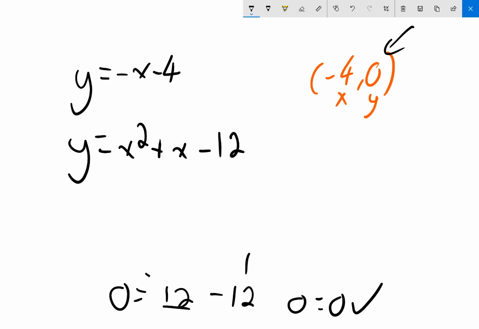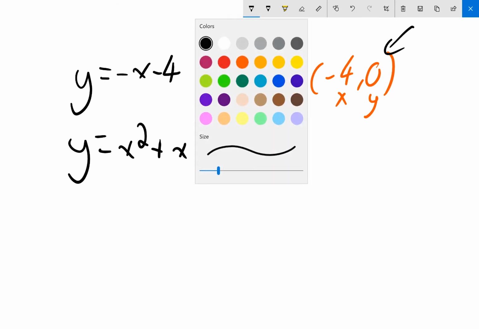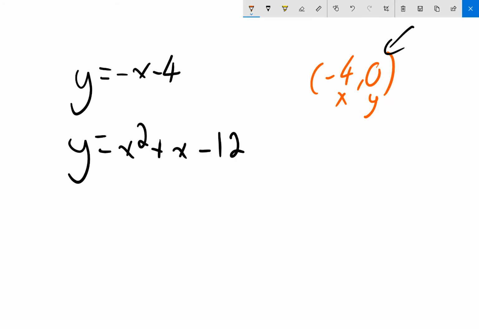We've got three to check, so let's pick the next one and give it a try. The next point in question is (-3, -1). That x and that y. We'll do the same thing: plug in the x and y and see if it works. I'm not going to bother changing colors because that would take too much time, but you get the idea. So let's try it in the first equation.